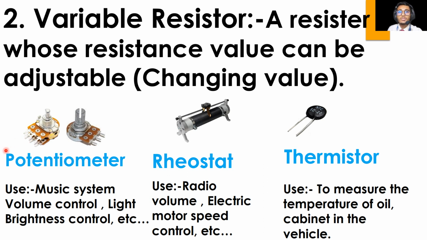First, potentiometer. Potentiometer is used in a music system volume controller, light brightness controller. Second, rheostat. Rheostat is used in radio volume controller, electric motor speed controller etc. And third, thermistor. Thermistor is used to measure the temperature of oil cabinet in the vehicle.